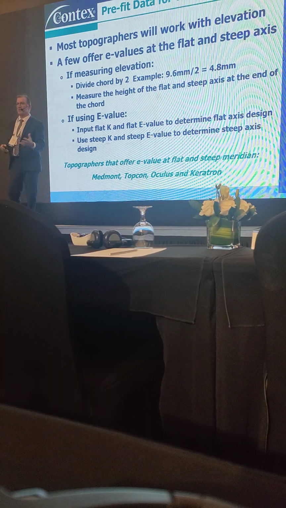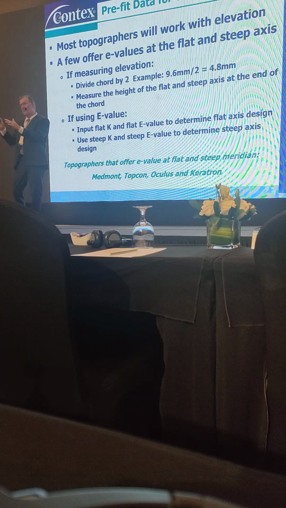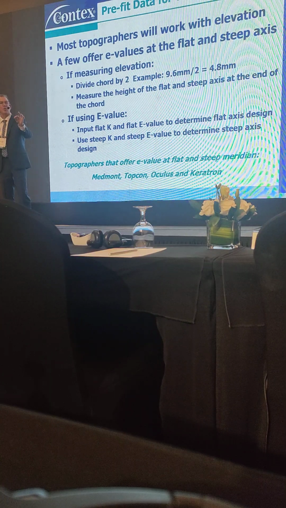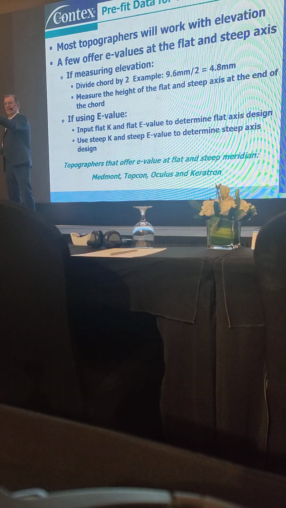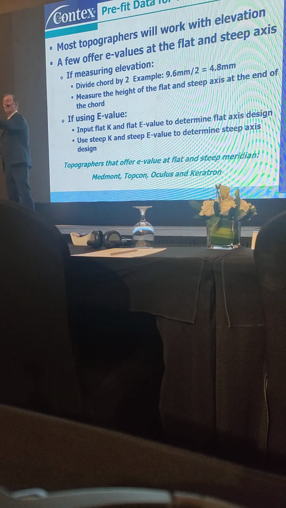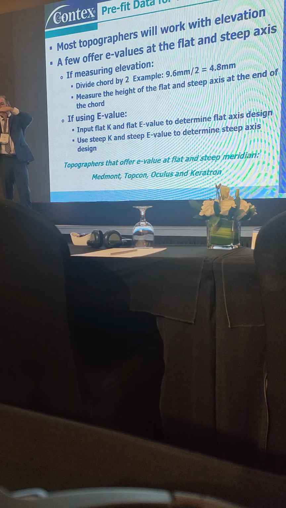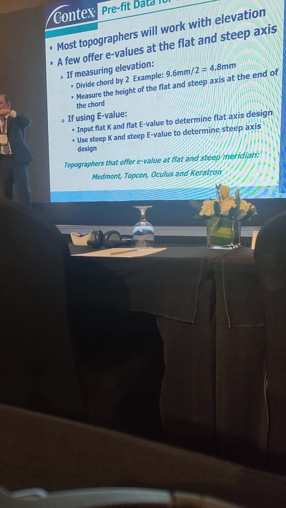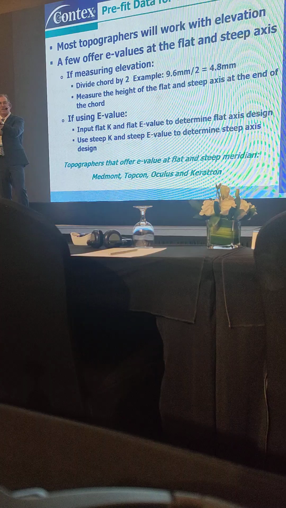So if you had a 10.6 lens, you might have a 9.6 or 10.0 chord. And what I mean by chord diameter is the end of the last alignment curve before the peripheral curve. So it's the last place where the lens is not touching the cornea. Once it's the peripheral curve, we don't care about the peripheral curve, right?